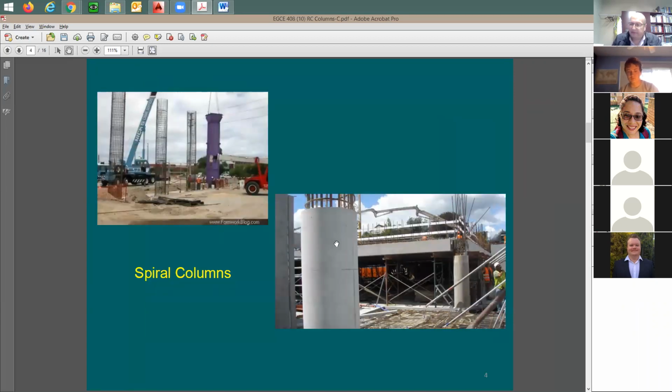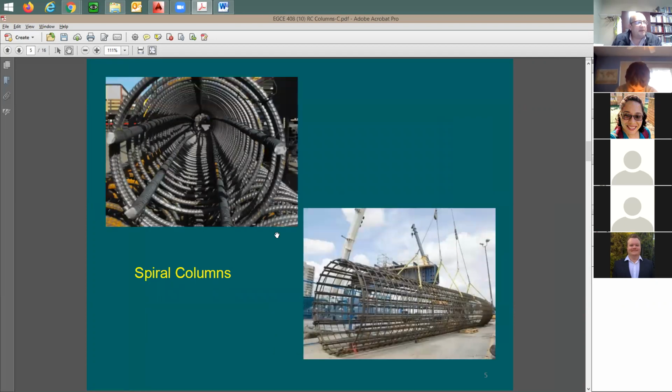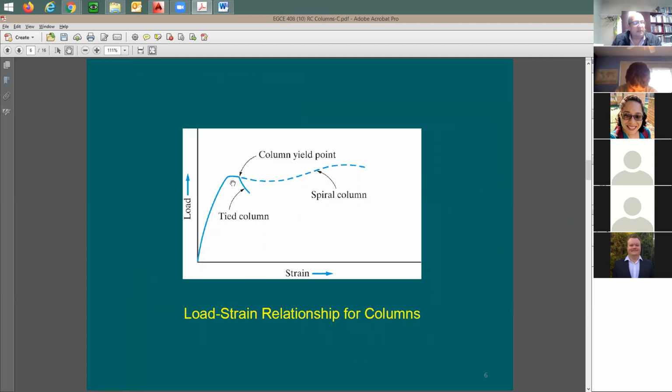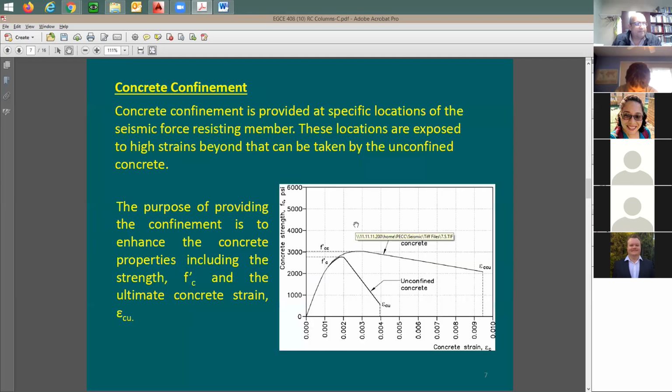Here are some pictures. You have seen this before in the previous slide set. Same thing: you're going to have one continuous spiral in this case. And guess what? This is the difference in performance between a spiral column, where you provide lots of confinement, versus tied columns with less confinement. Let's look at the concrete stress-strain relationship. This is a relation between the stress that you apply to the concrete versus the amount of vertical strain.